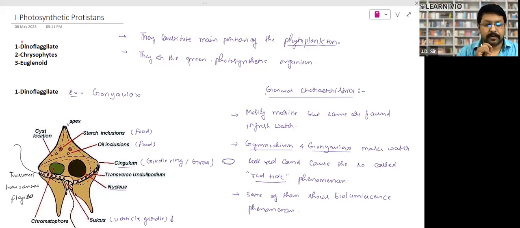So all these organisms, dinoflagellates, chrysophytes, and euglena, the photosynthetic protista, are called phytoplankton. Next, they are green and photosynthetic organisms, means they all are green. They can make their own food. Now, the first type of the photosynthetic protista is dinoflagellate.